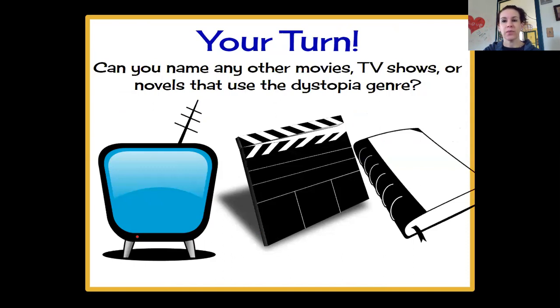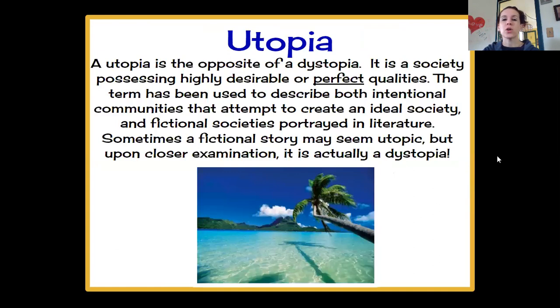So, if you like science fiction, if you like reading books about future events, so that could be a dystopian type of book. So a utopia is the opposite of a dystopia. It's a society possessing highly desirable or perfect qualities. The term has been used to describe both intentional communities that attempt to create an ideal society and fictional societies portrayed in literature. Sometimes a fictional story may seem utopic, but upon closer examination, it's actually a dystopia. So think about it.